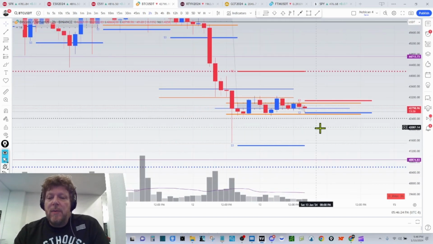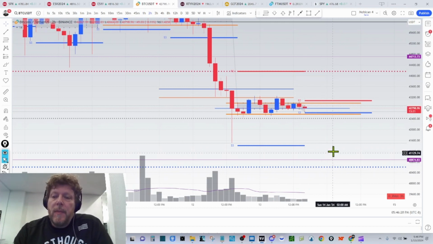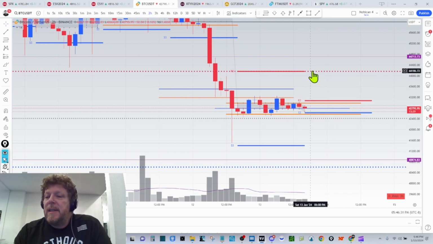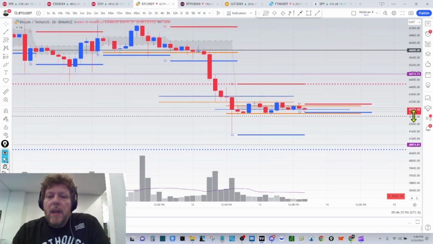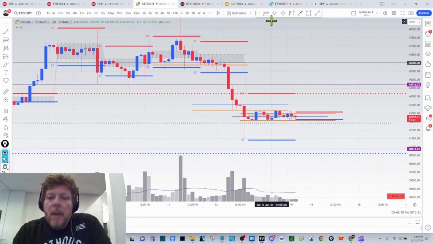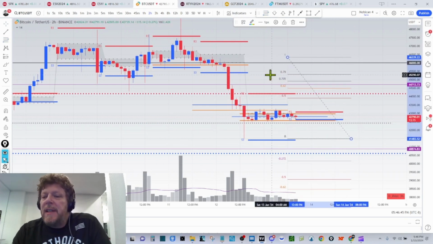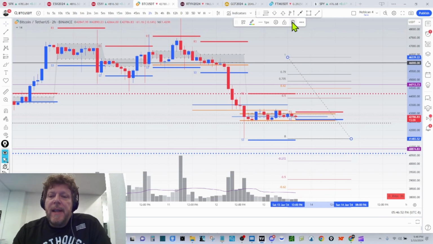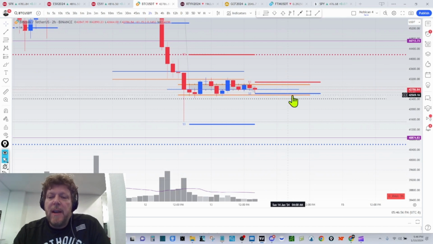My feeling is that this will probably continue south to 40,600. Now we could break out and come and test 44,100, 44,200. If I run a Fibonacci on that, let's just take a look. We could retest as high as 45,300 and still drop from there. That wouldn't surprise me. But the way this is setting up right now, it looks pretty bearish. It looks like it wants to drop. Looks like it wants to break out of this little range.